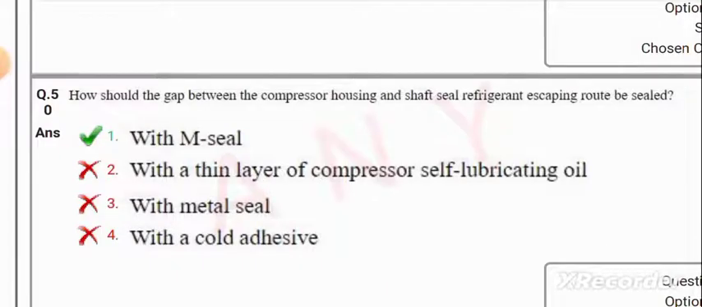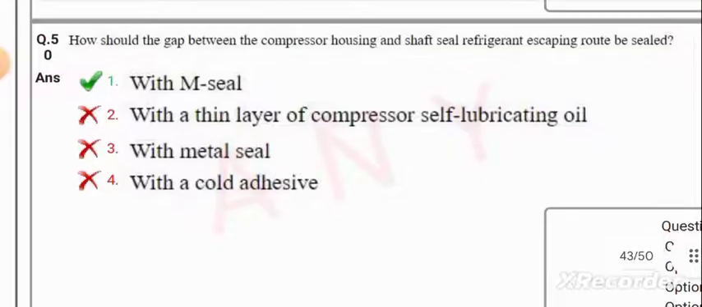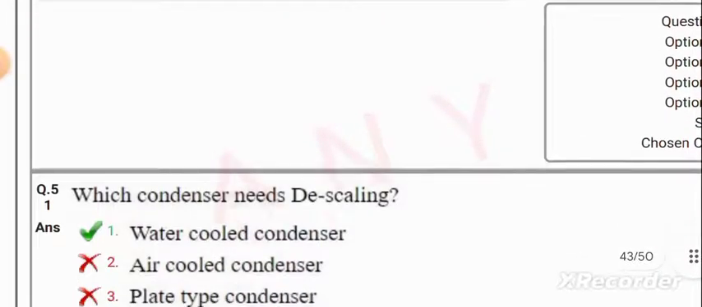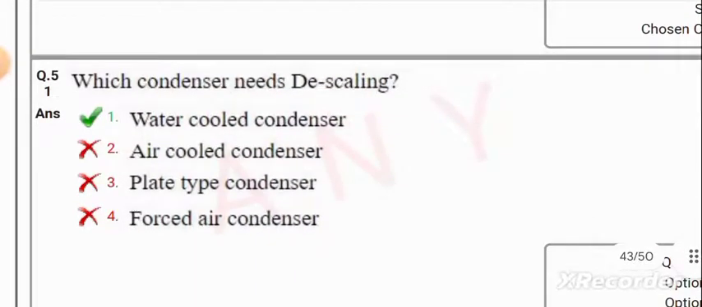How should the gap between the compressor housing and soft seal refrigerant escaping route be sealed? With sealant. Which condenser needs descaling? Water cooled condenser.